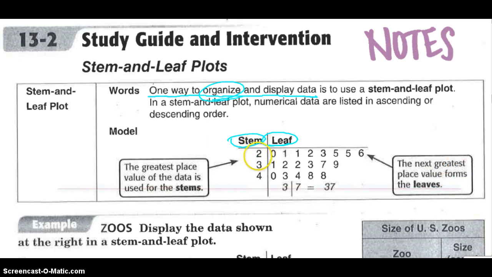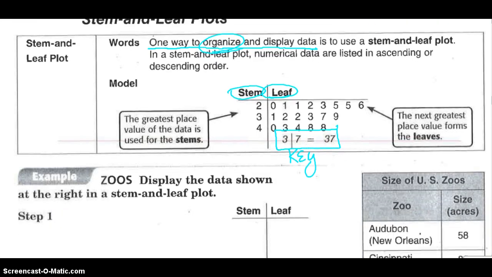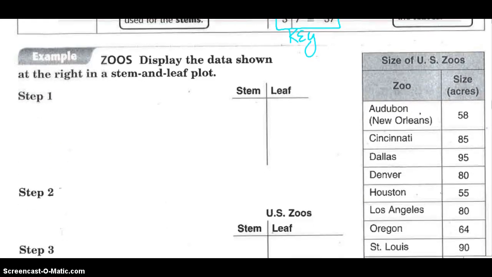So in other words, this 2 stands for 20. So 20, 21, 21, 22, 23. The 4 stands for 40, 43, 44. And this is called our key. This is showing us that the 3 stands for the tens place, the 7 stands for the ones place, so together they make 37. So let's go down to some data that was collected at a zoo.